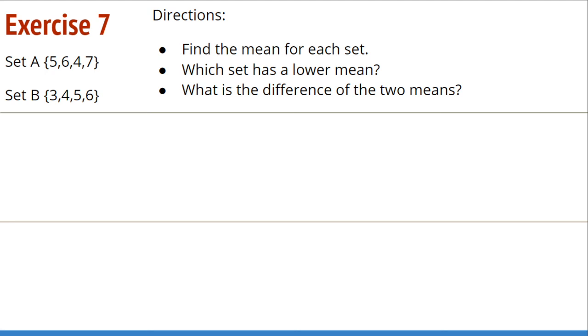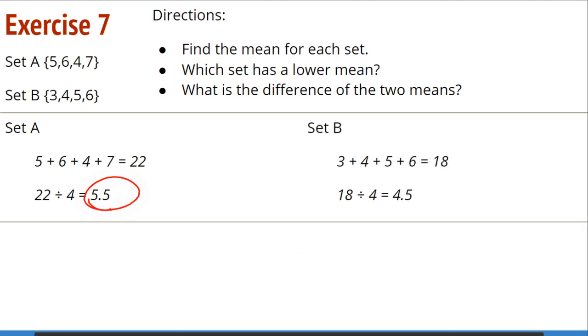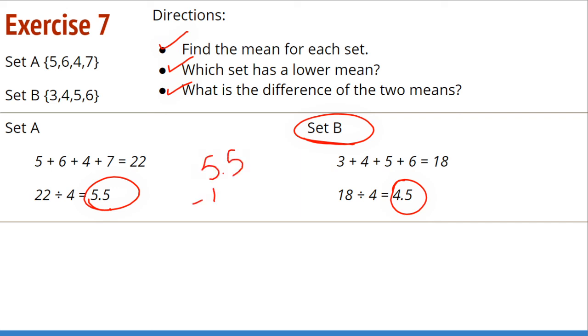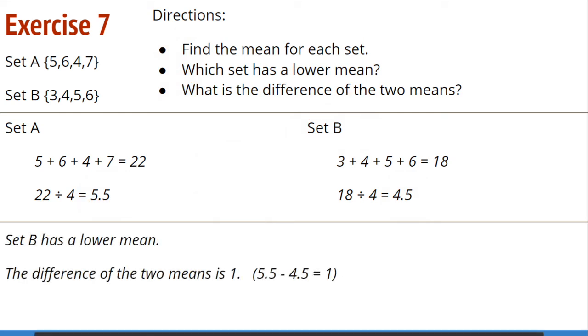All right, so we have 2 different sets here, and we are going to find the mean for each set. We are going to answer the question, which set has a lower mean, and we're going to answer the question, what is the difference of the 2 means? So set A, we add it all together, and we divide, and we find a mean of 5 5/10. Set B, we add it all together, and we divide by 4, and we've got a mean of 4 5/10. So I have found the mean for each set. I can say that set B has the lower mean, and I can say that the difference between the means is 1. 5 5/10 minus 4 5/10, we have a difference of 1. Set B has a lower mean. The difference of the 2 means is 1.